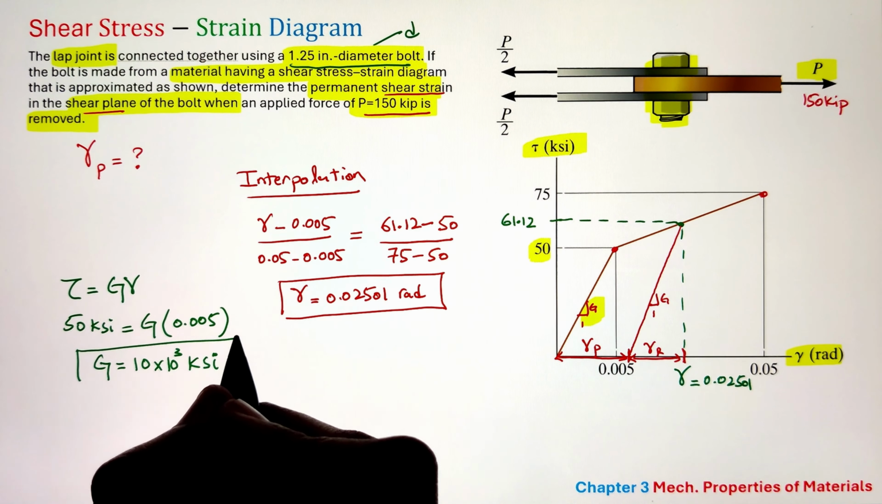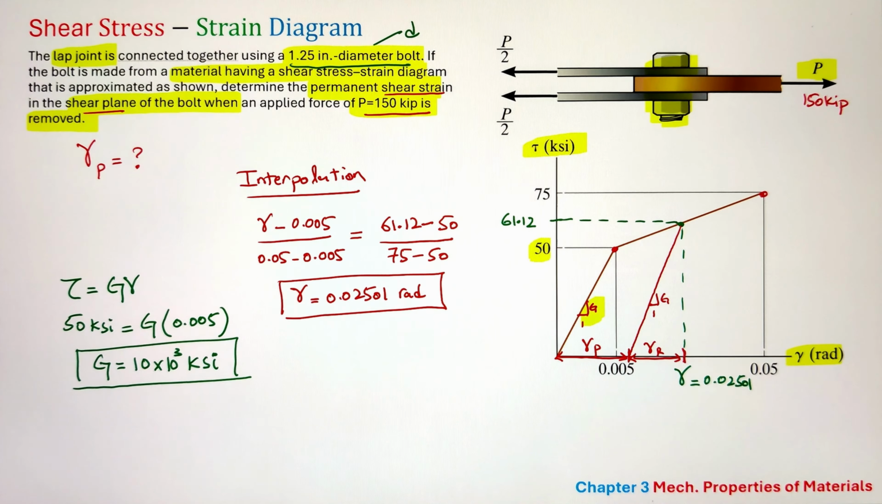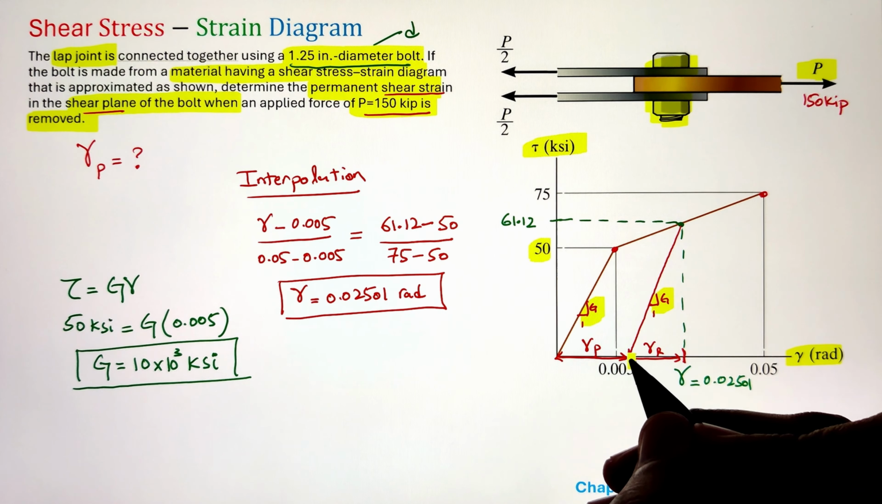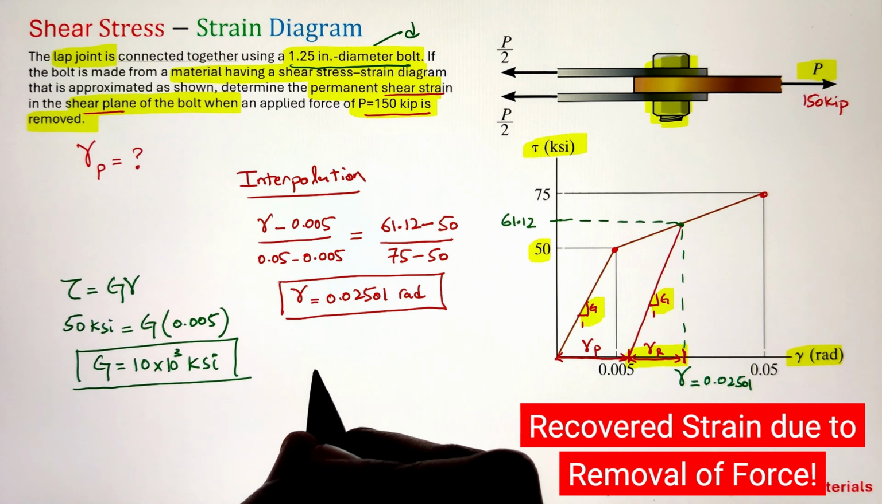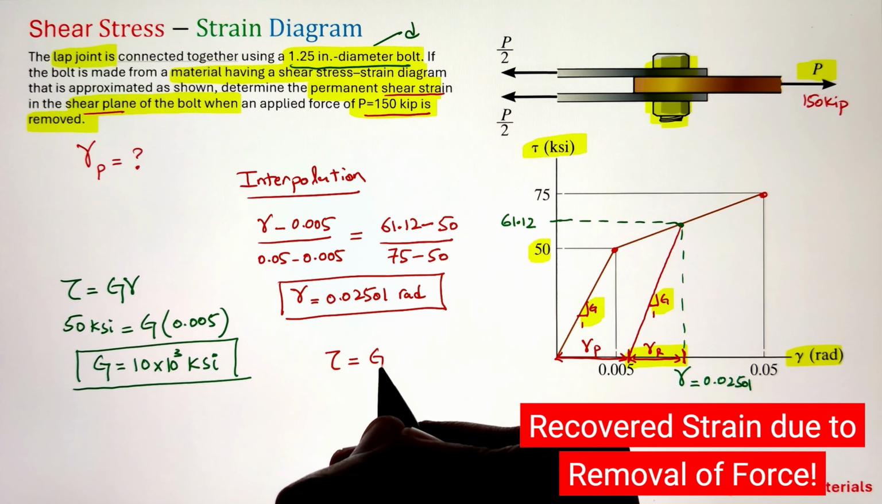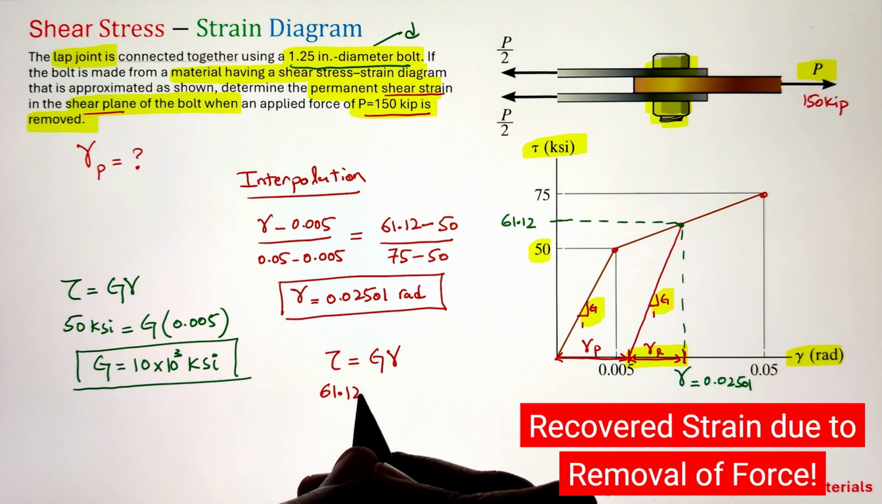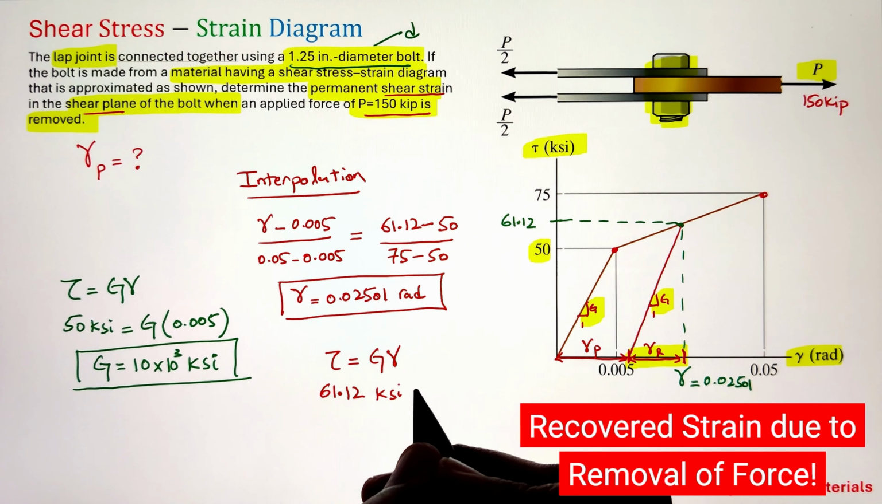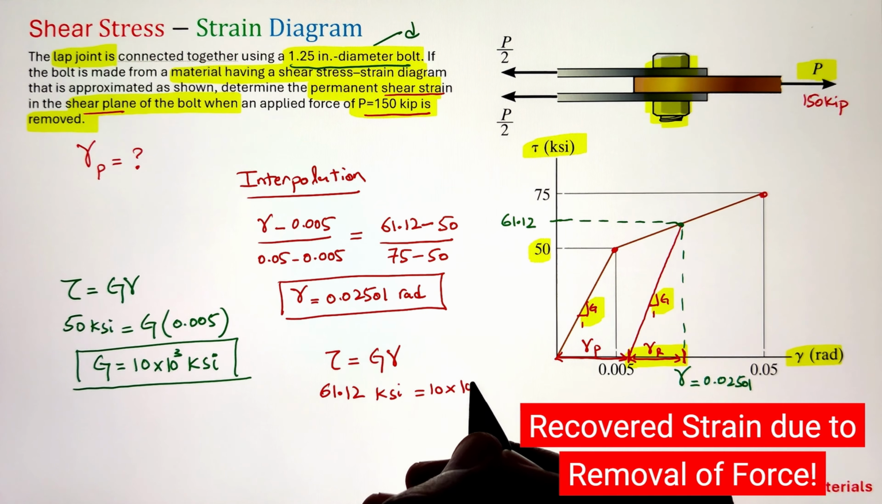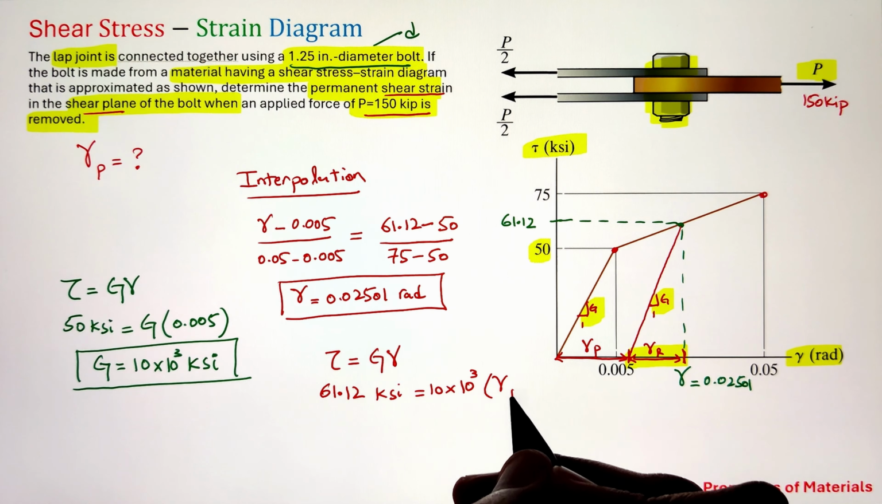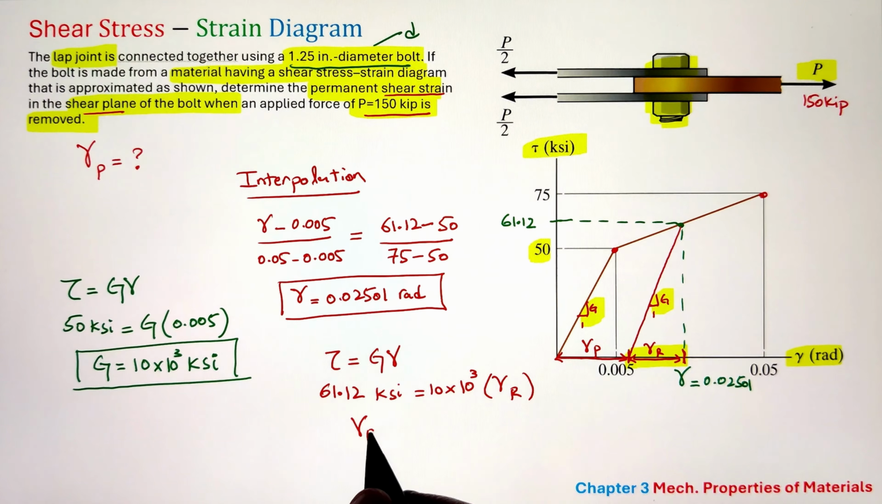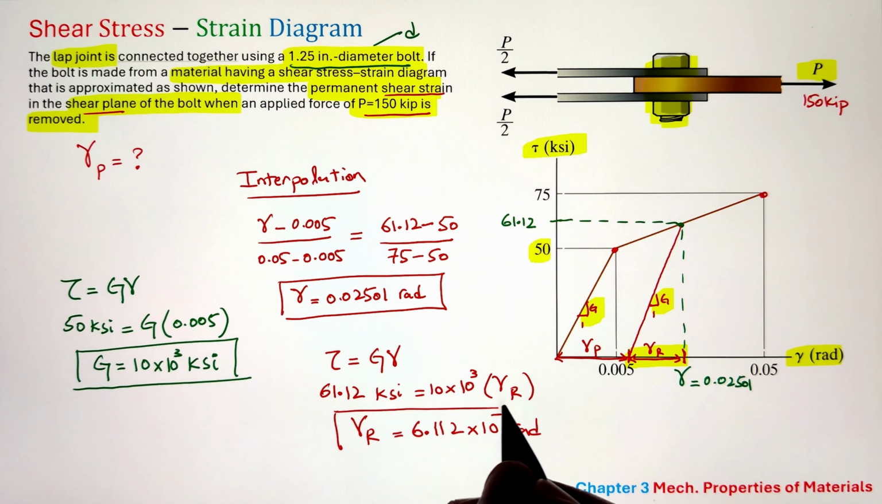Now, since this slope is the same as the recovery part, we can again apply the same formula, that tau is equal to G times gamma, but this time the gamma is the recovered gamma. So at the shear stress value of 61.12 KSI and our shear modulus value of 10 times 10 raised to power 3 KSI, we can simplify and solve for the recovered shear strain, that is coming as 6.112 times 10 raised to power negative 3 radian.